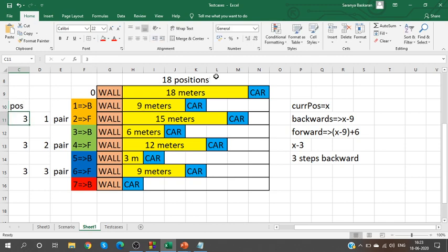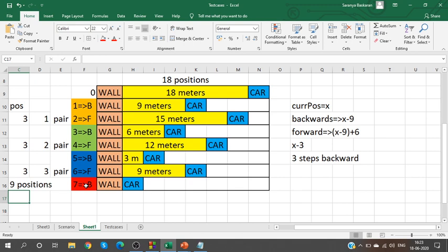So totally I started with 18 positions. If the pairs have covered 3, 3 and 3, the last set will get 9 positions. Can you understand? 9 positions are covered by pairs. The last 9 positions are covered by one backward movement. Okay. So this is it about positions. So I know how many are covered by pairs and how many are covered by the last step.